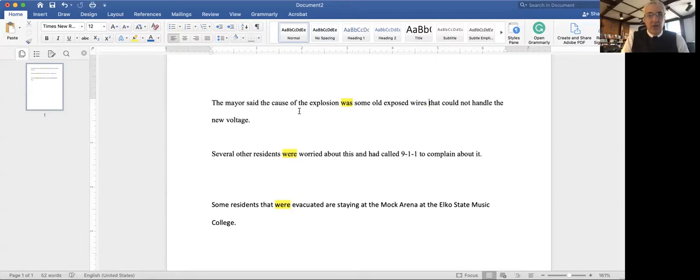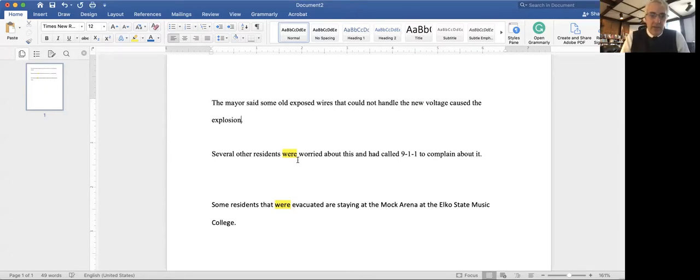But I can do more with this. To get rid of this to-be verb form, I can move this around to say the mayor said some old exposed wires, and I can change cause to caused the explosion. And if I want to add the extra detail, I can move this here too. The mayor said some old exposed wires that could not handle the new voltage. That's not letting me do that, so I'll do it this way. I'm going to get rid of the to-be verb form here. The mayor said some old exposed wires that could not handle the new voltage caused the explosion.